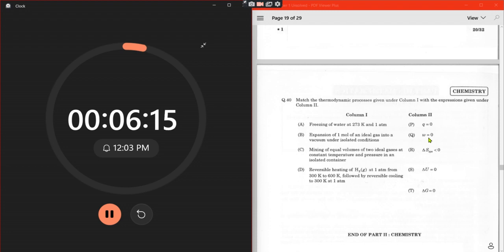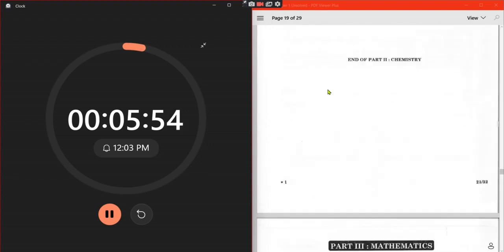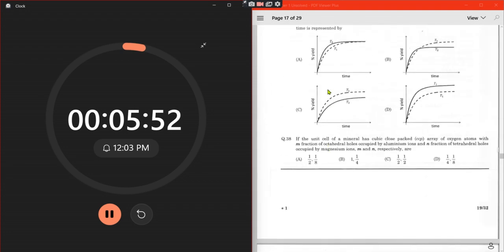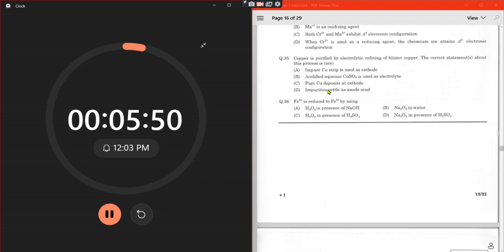Okay, so 40: A is T and R, B is PQS, C is PQS, and D is S and T. Okay, what else is there? Okay, okay, okay. Is there something else I can do fast?